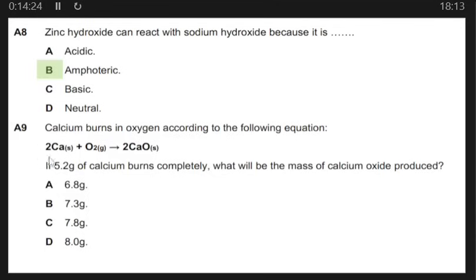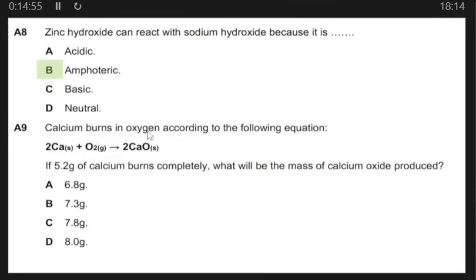So this, which is given as 5.2 grams, reacts completely with the oxygen, because they're saying that if 5.2 grams of calcium burns completely, it means this one is the limiting reagent and this one is in excess, because this one burns completely. So they're asking what will be the mass of calcium oxide produced, this mass here. When this reacts with this, what mass of this will be produced?